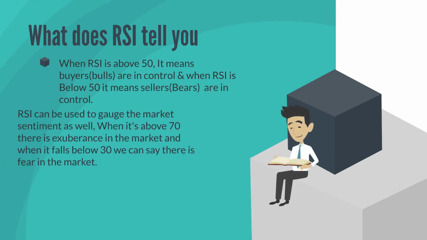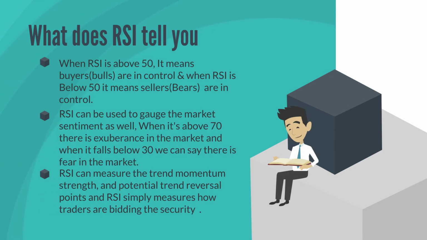What does RSI tell you? When RSI is above 50, it means buyers, bulls, are in control, and when RSI is below 50 it means sellers, bears, are in control. RSI can be used to gauge the market sentiment as well. When it's above 70 there is exuberance in the market, and when it falls below 30 we can say there is fear in the market.